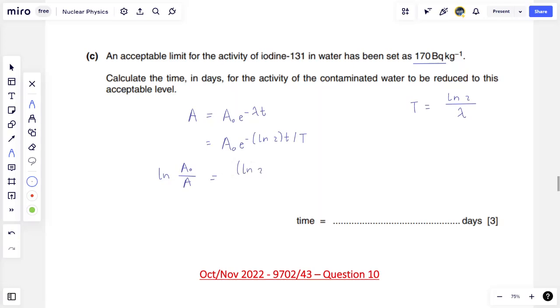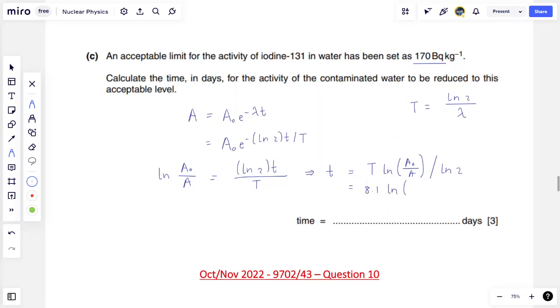This becomes log of A naught over A is equal to log 2 times the time it would take for the safe level of iodine to be reached divided by the half-life, uppercase T. Means I do a little bit of a calculation and I get t is equal to half-life times the log of A naught over A, all of this divided by the log of 2. Now if I put in my values, I want the time to be in days, so I can leave the half-life in days. I don't need to change it.